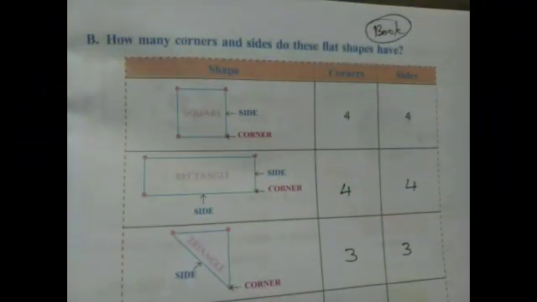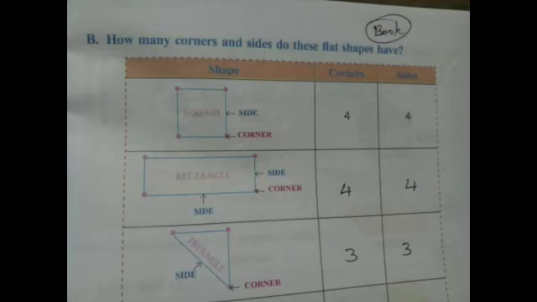Next, coming to exercise 5.1, draw the given shapes on the dot grids. They have given a dotted grid and we have to draw the shapes. First shape is a triangle, second one is a square, third one is a rectangle. Then on page number 71 we have: how many corners and sides does the flat shape have? The first shape they have given here is a square. A square has 4 sides and 4 corners.